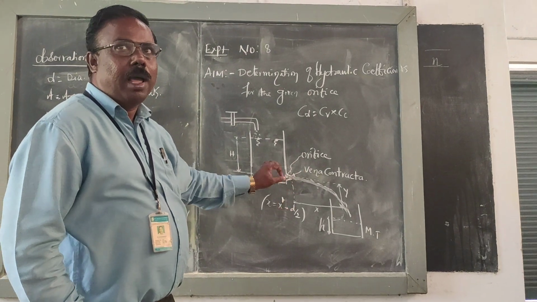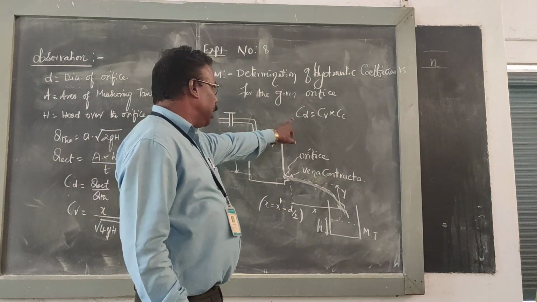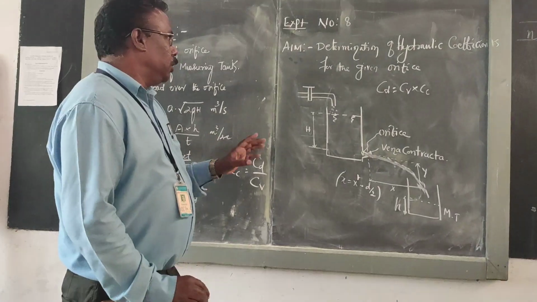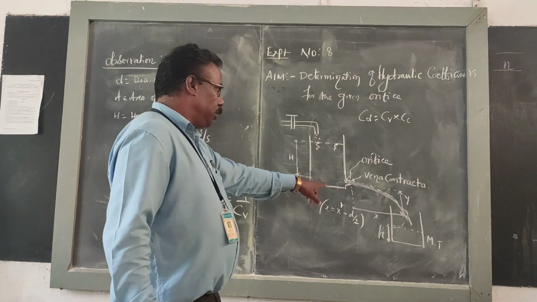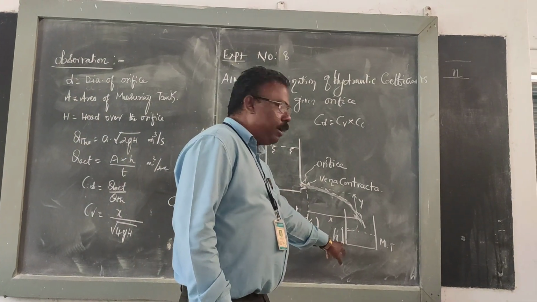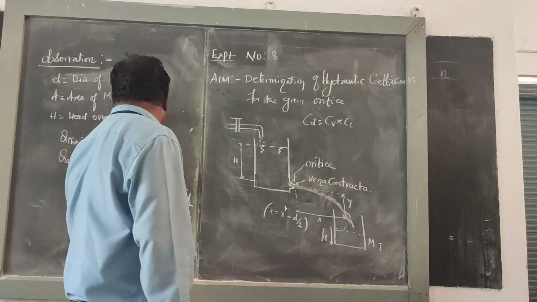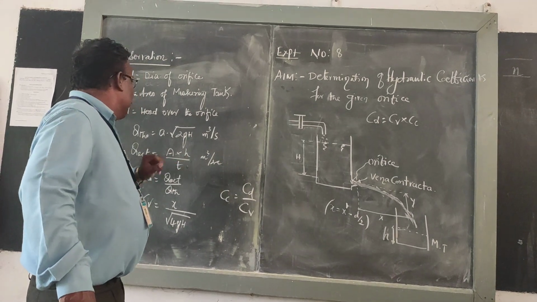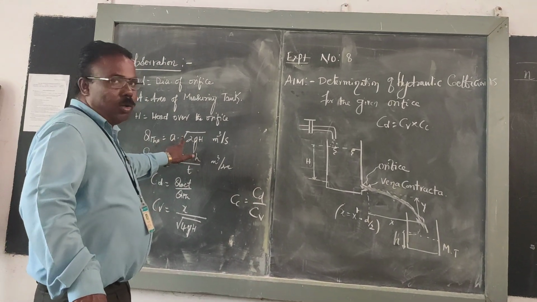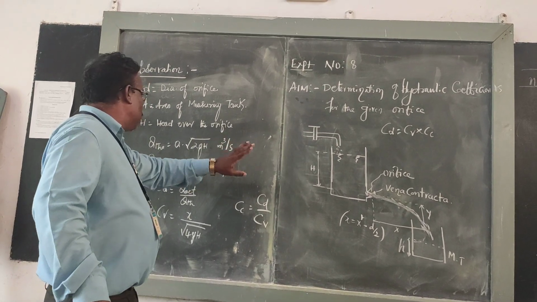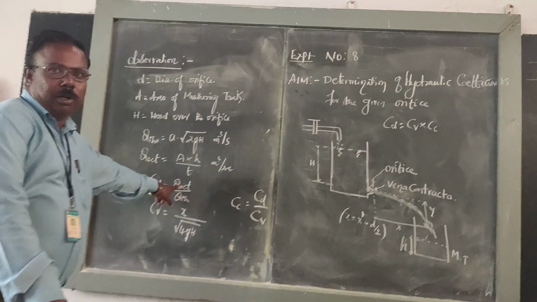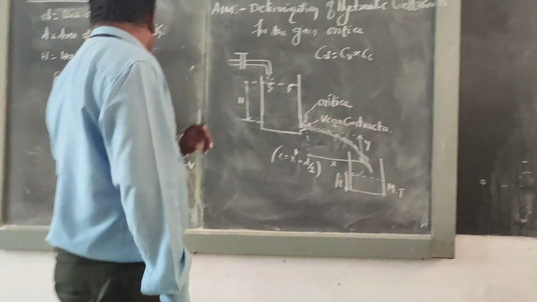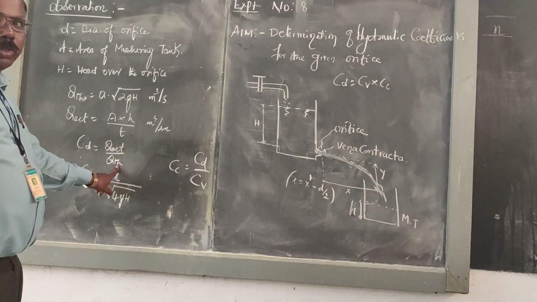To find out the actual discharge, we are going to use the measuring tank, with the formula Q actual is equal to area into H divided by T. Next, Q theoretical is equal to A into root 2gH. The coefficient of discharge CD is equal to Q actual divided by Q theoretical.